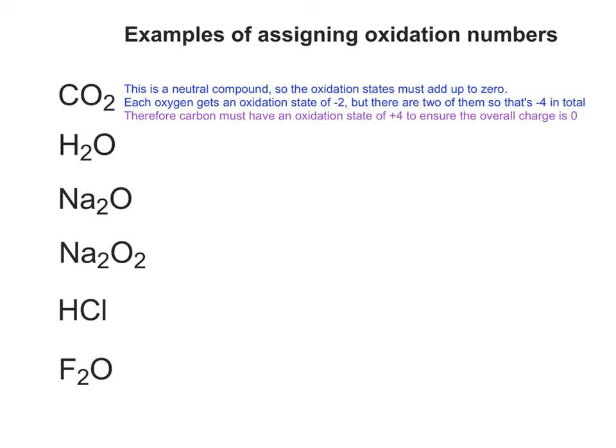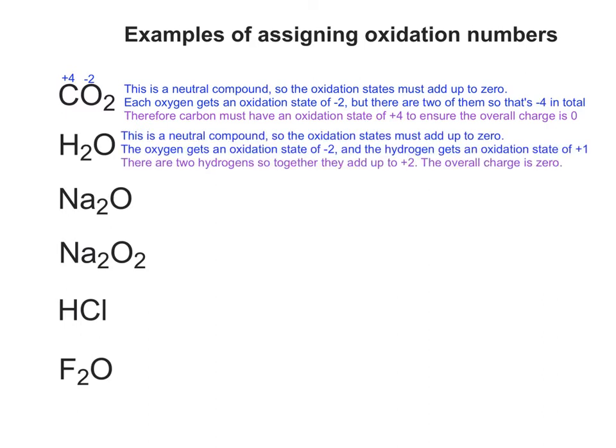In the first one, carbon dioxide is a neutral compound, so the oxidation states must add up to 0. We know that each oxygen atom gets an oxidation state of -2, but because there are 2 of them, that's -4 in total. So as such, carbon must have an oxidation state of +4. To help me think my way through this, I write the oxidation numbers above each element, or above the symbol of each element, in the formula of the compound.